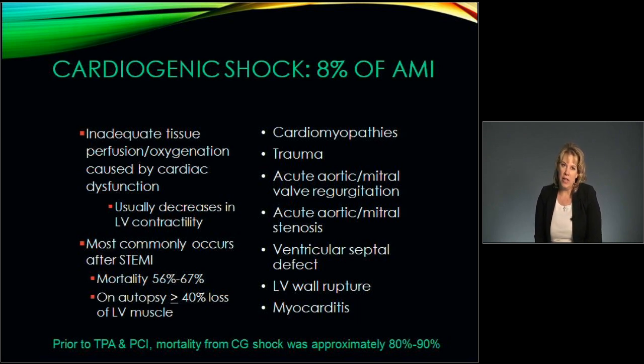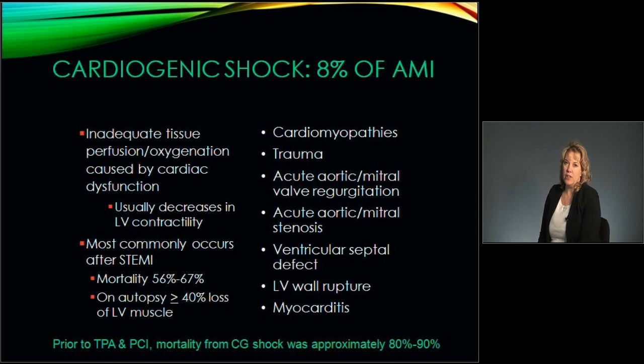If they have valvular issues, if they have different defects, if they've had some sort of damage to the left ventricular wall, a rupture, myocarditis, any of those things can lead to a cardiogenic shock. When we look at the clinical picture of a patient that's in cardiogenic shock, the reason that they have inadequate tissue perfusion is because of the decreased cardiac function, and so again usually results in a decrease in left ventricular contractility, so less effective pumping and squeezing by that left ventricle.